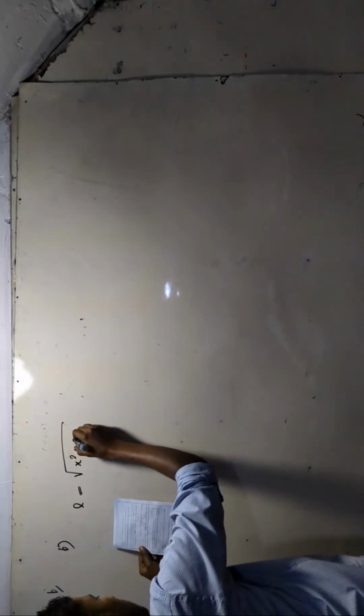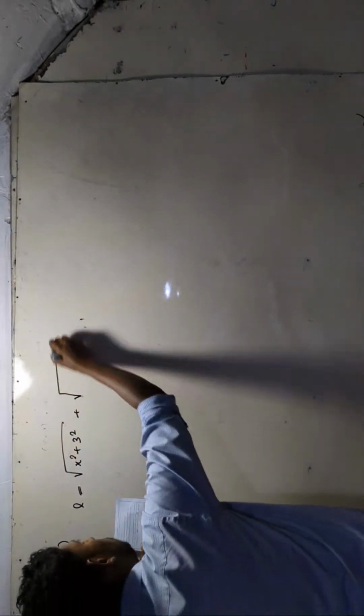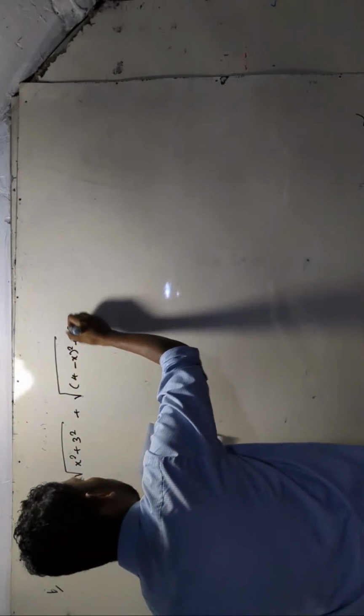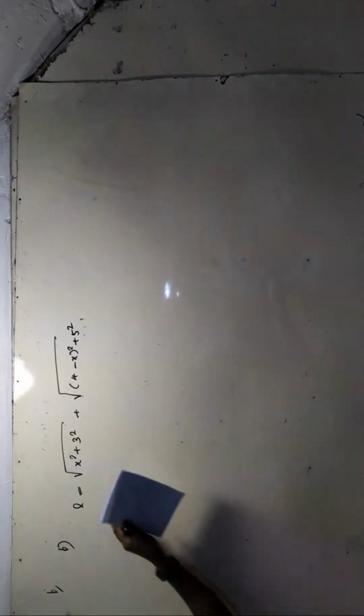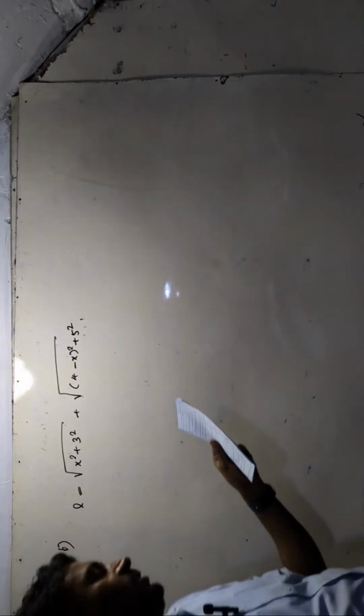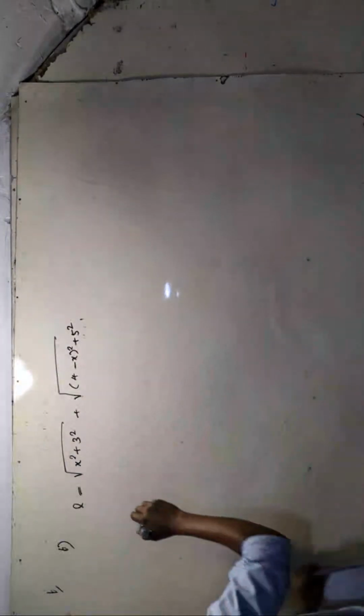Right. So I will do the question from this part today. I think all of you can get this part. L is equal to root of x squared plus 3 squared, plus root of (4 minus x) squared plus 5 squared. Okay, right. Now we can differentiate it with respect to x.